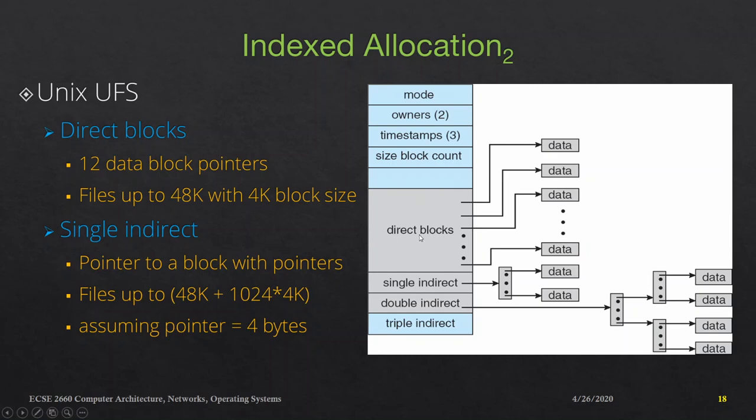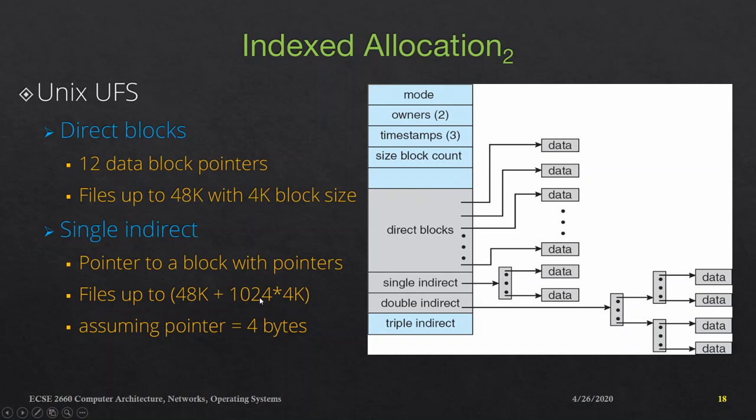Now, if the file size is a little bit larger, then we are going to use direct blocks as well as the single indirect. A single indirect is a pointer to a block which contains pointers to where the data is. In this case, files up to the sum of these two sizes can be handled using direct plus single indirect. The 48K number comes from the direct blocks, which was already there. That was 4K times 12.